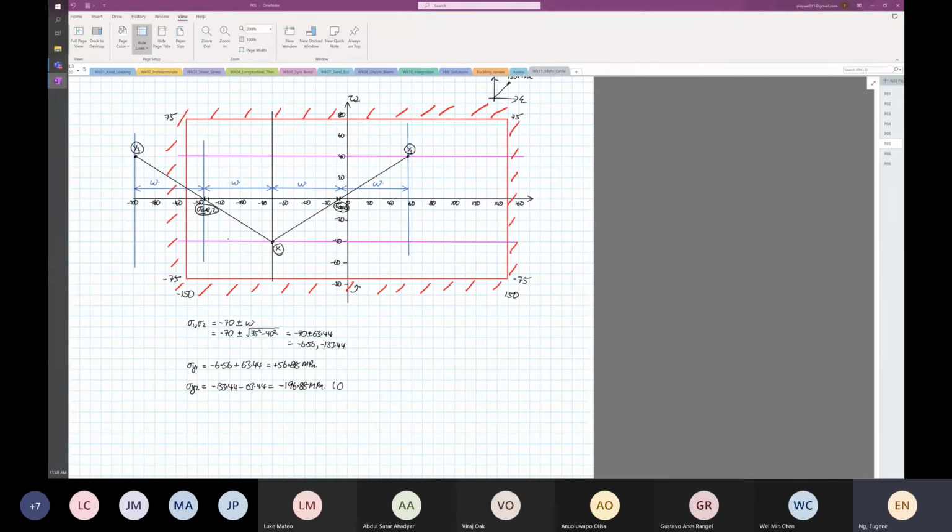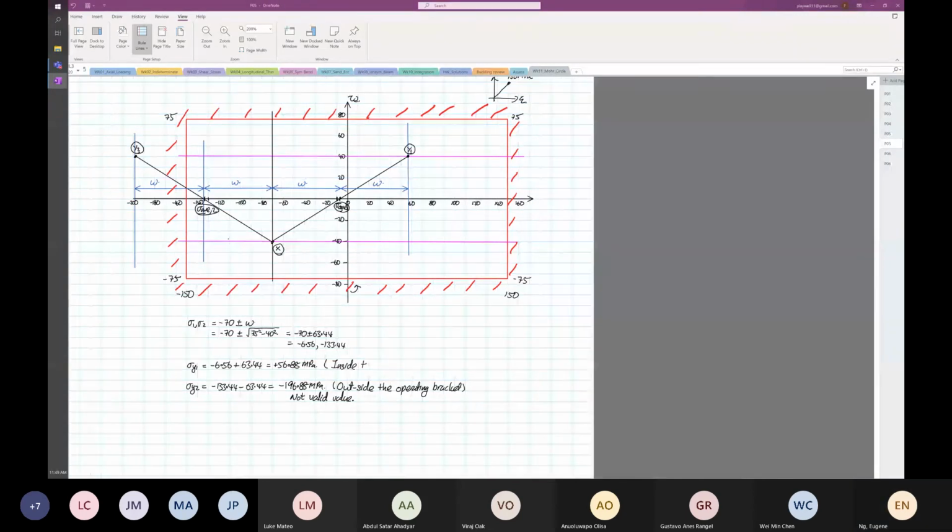It's outside the operating bracket. Right? It's outside of the operating bracket and the material will fail. So you will address this as a not possible value, or not valid value. Whereas this one is inside the limits. Okay, so this is good.